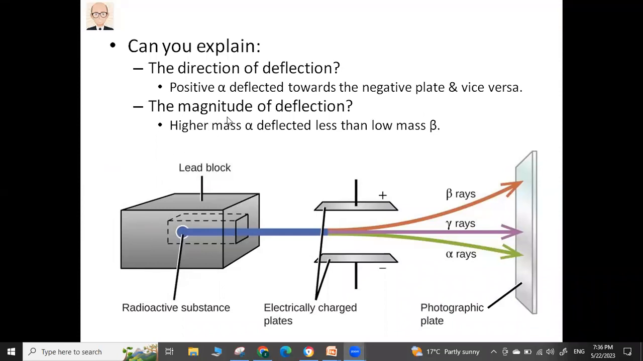And if you look at here, the magnitude of deflection, the higher mass alpha deflected less than the low mass beta. So if you look at the deflection, the alpha rays deflected less because they have higher mass. The higher mass will be deflected less. Why? Because of Newton's second law, F is equal to mass times acceleration. So they will be deflected less because of the higher mass.